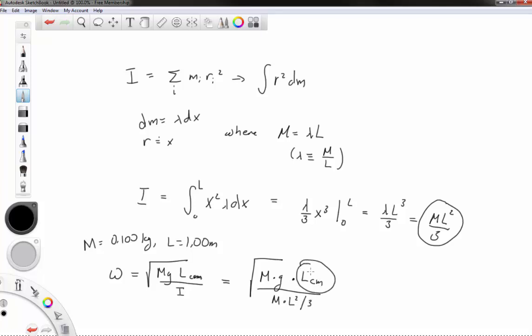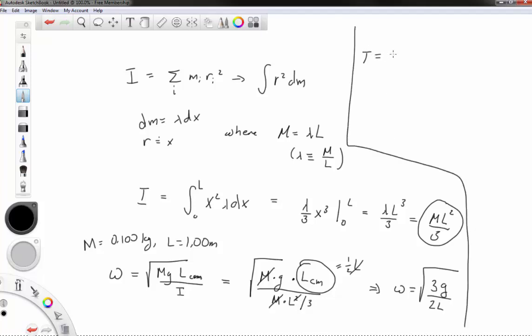Now this L center of mass for a meter stick is going to be the center of the meter stick, so this is actually a half of L. So we basically end up with omega equals the square root of, let's cancel some common units here, shuffle everything around, 3, so these two masses go away. It's actually 3g divided by 2L. Okay, and recall, of course, that omega is 2 pi over the period. So the period is going to be 2 pi times the square root of 2L over 3g. So what I'm getting for that is about 1.64 seconds.